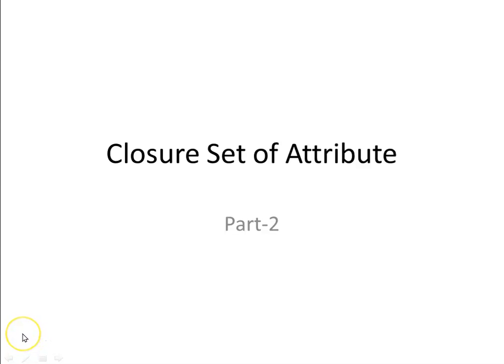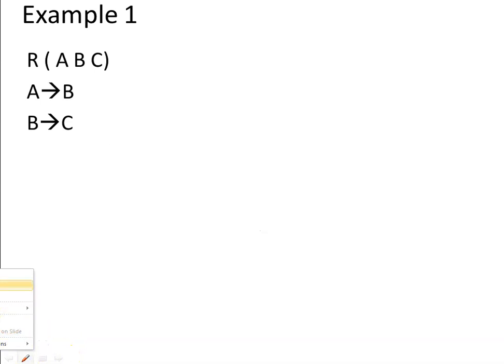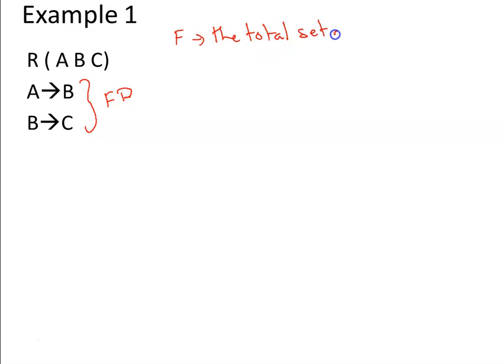In this session, we will solve problems on closures. We have a relation R where the attributes are A, B and C, and given this set of FDs where A functionally determines B and B determines C. Now, let F be the total set of FDs which hold on this table.